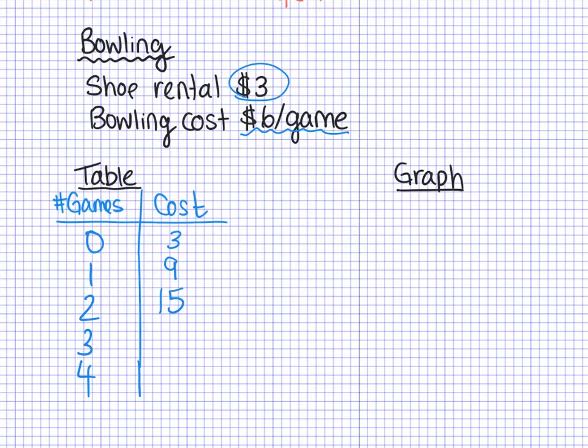If I play 3 games of bowling, 6 times 3 would be $18, plus my shoe rental, so $21. And finally, if I play 4 games, 4 times $6 per game is $24, plus my $3 shoe rental is $27. So that's how you fill out a table of values.